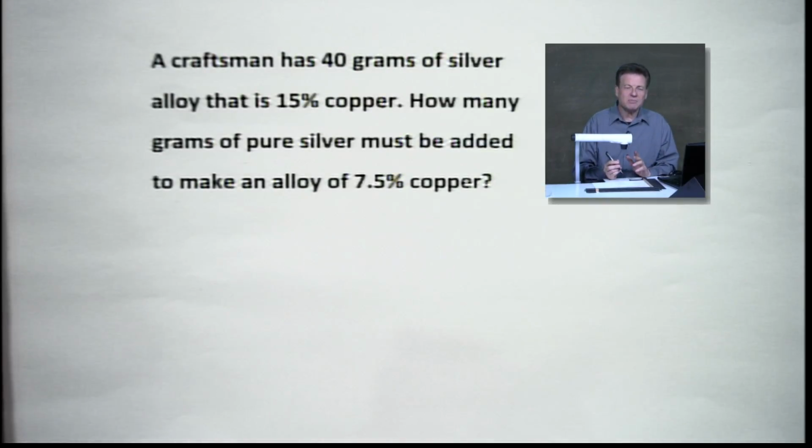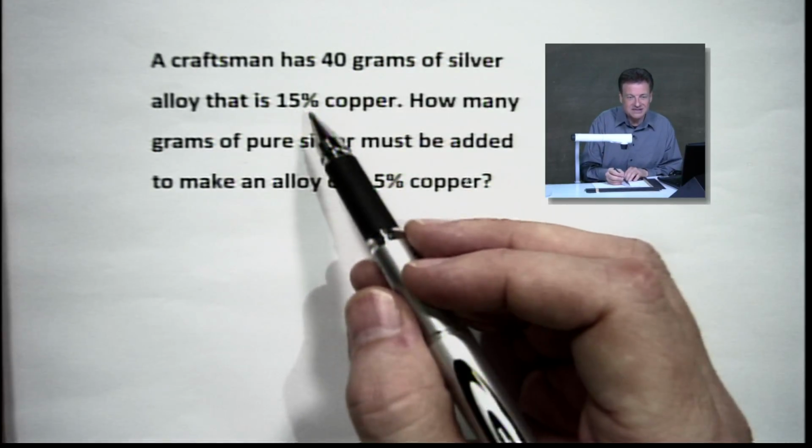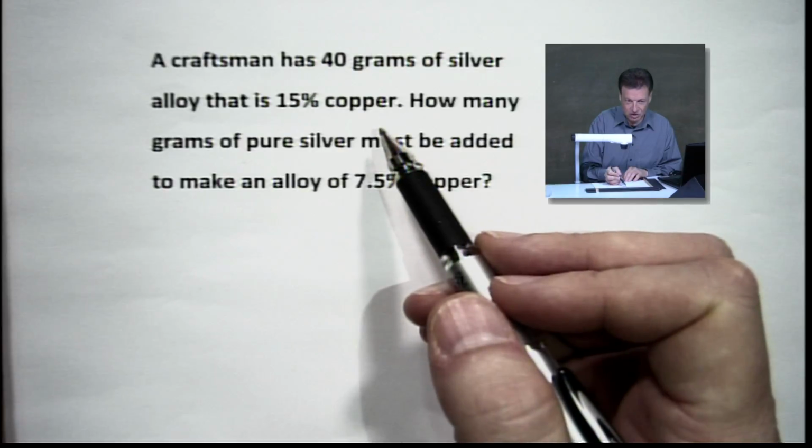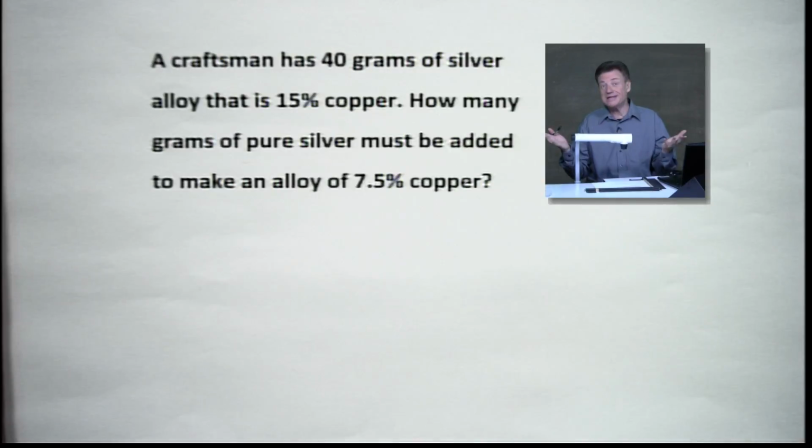It says how many grams of pure silver, that would be 100%, must be added to make that alloy that is 7.5% copper. Now, that would make 92.5% silver. But we could look at it two ways. We could go with 85%, plus that 100% is going to give us 92.5%. It's one way of looking at it. Also, we could look at it as 15% plus no copper. In other words, pure silver has no copper, so we go with 0%, and then we end up with 7.5%.